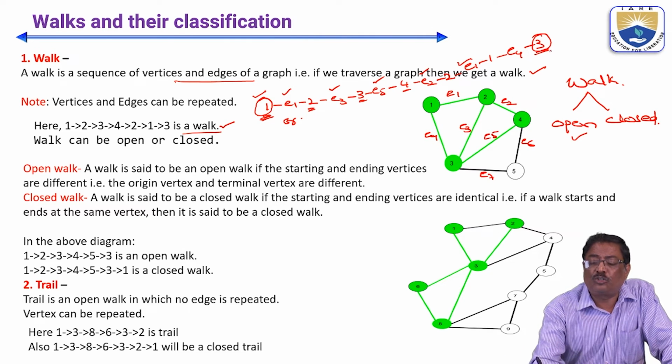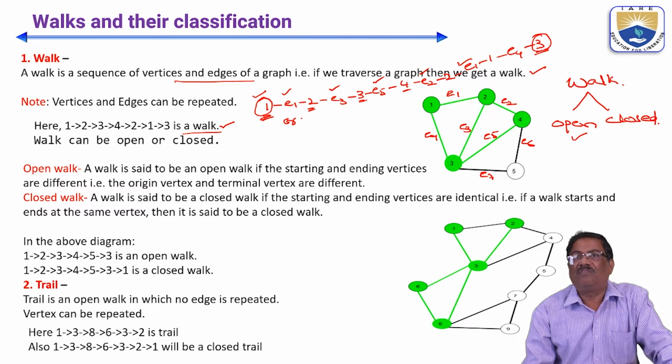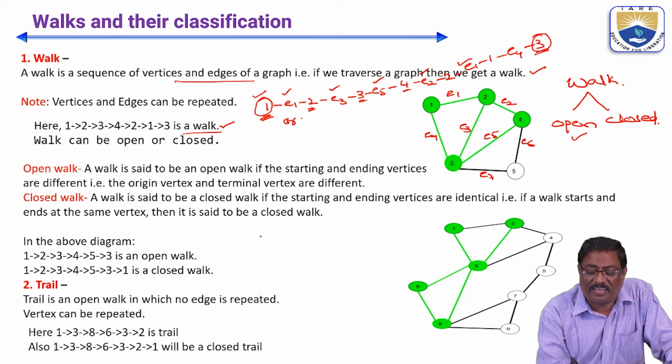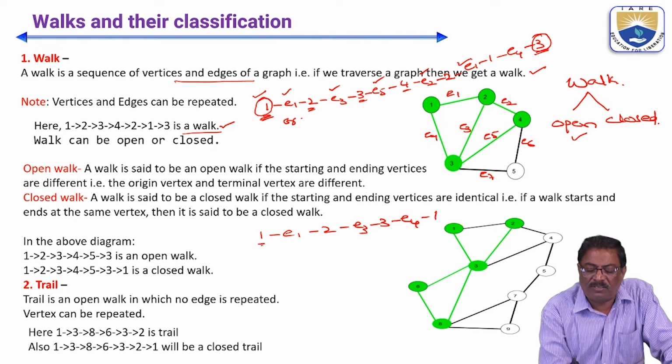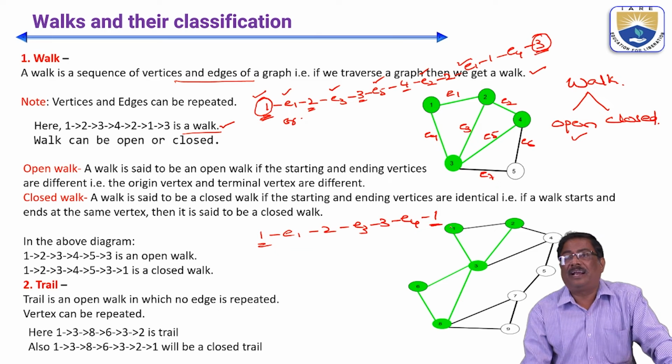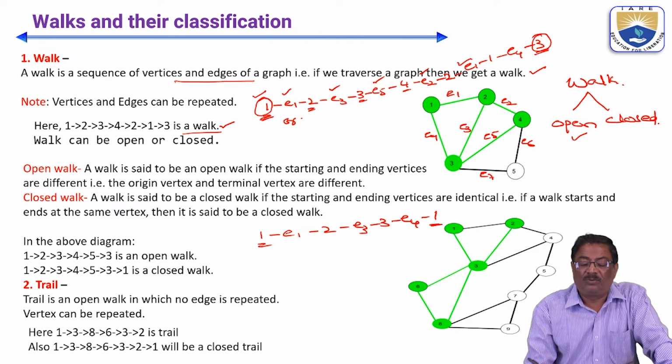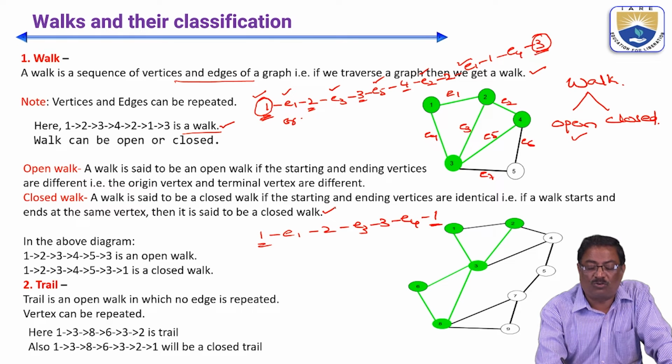Whenever these two end vertices are the same, let us say 1, E1, 2, E3, then 3, E4, 1. You observe this? The beginning vertex and ending vertex are the same. In that case, we say that this walk is closed.